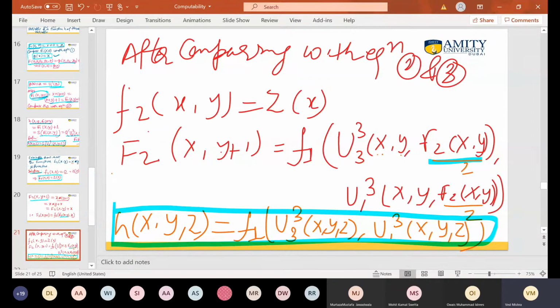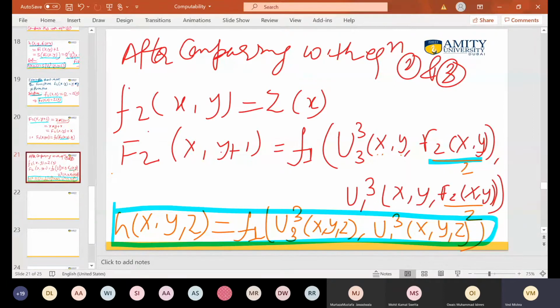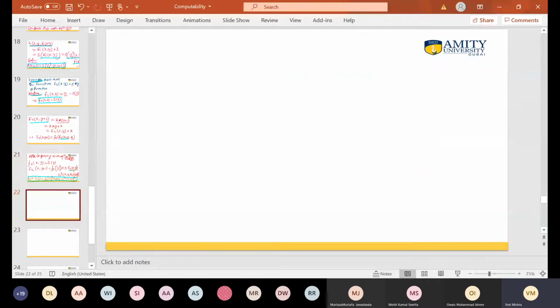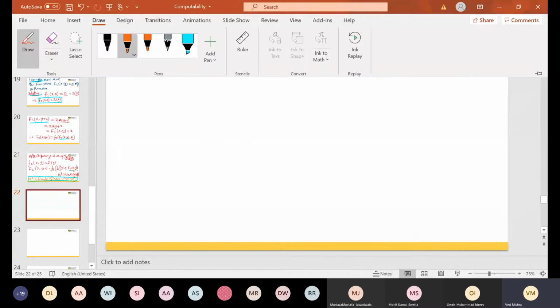So now you can write your justification why this is primitive recursive, because you have got in the form of the initial function and h and g form. Okay, now I will give one question, you try to solve it.